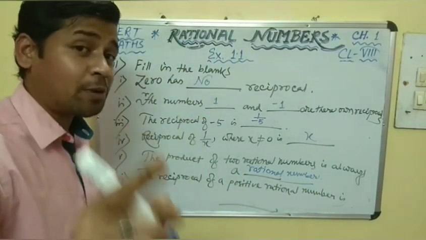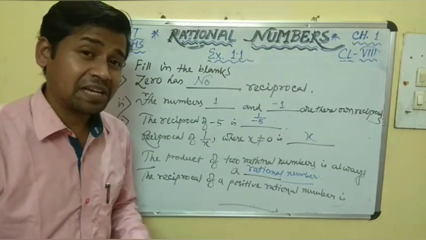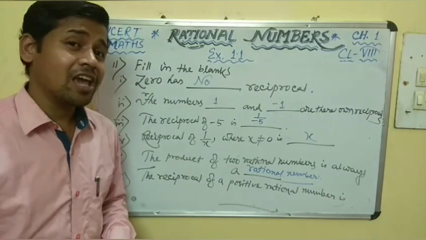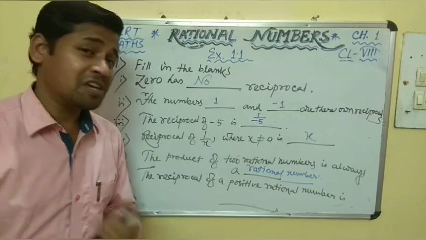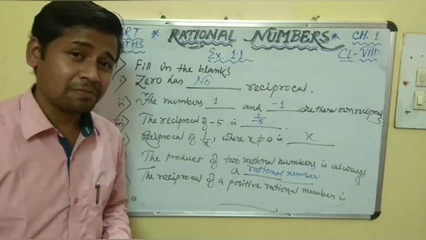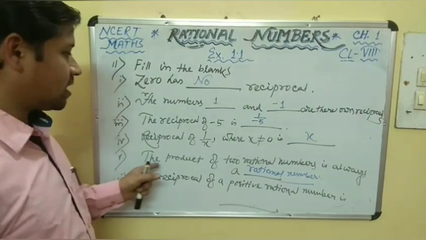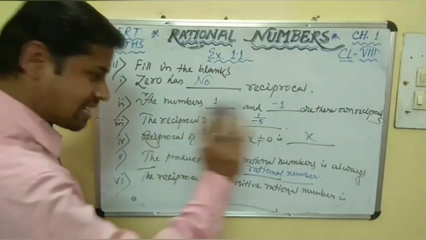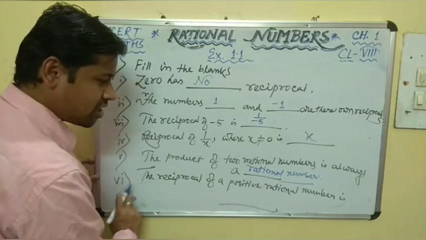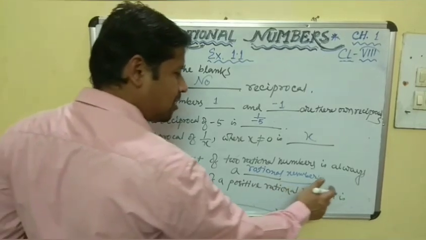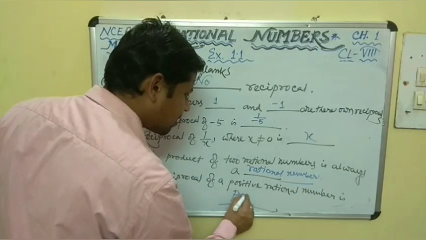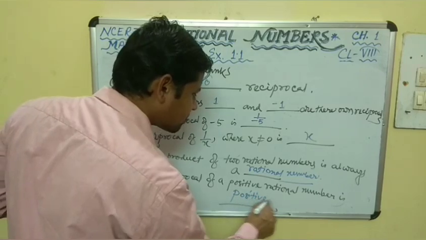Because in case of closure property, we have discussed the closure property of multiplication: A into B equals C. If A is a rational number and B is a rational number, then C must be a rational number. The product of two rational numbers is always a rational number. Next question: the reciprocal of a positive rational number must be positive. Of course, positive.